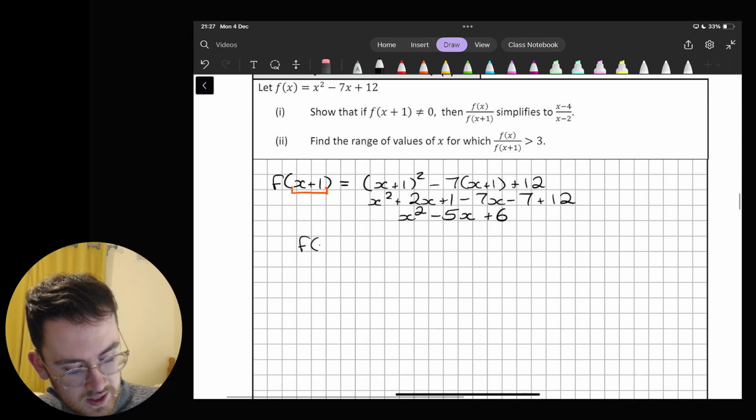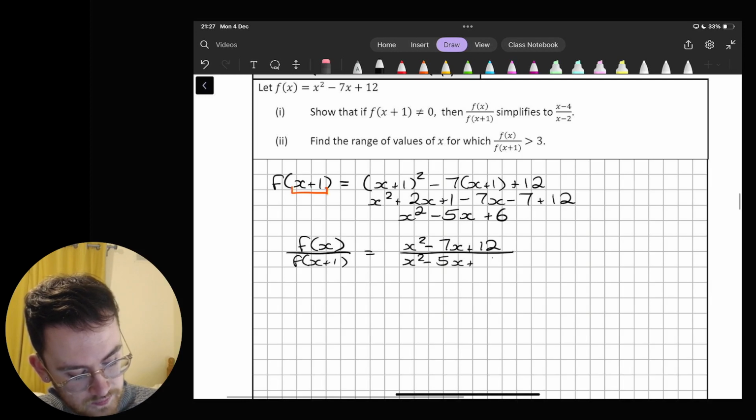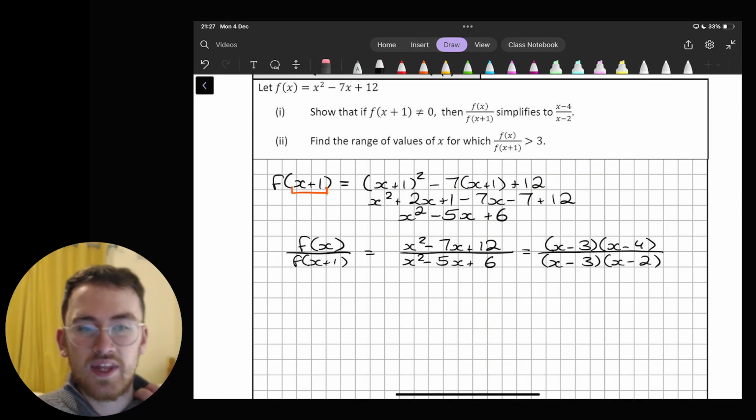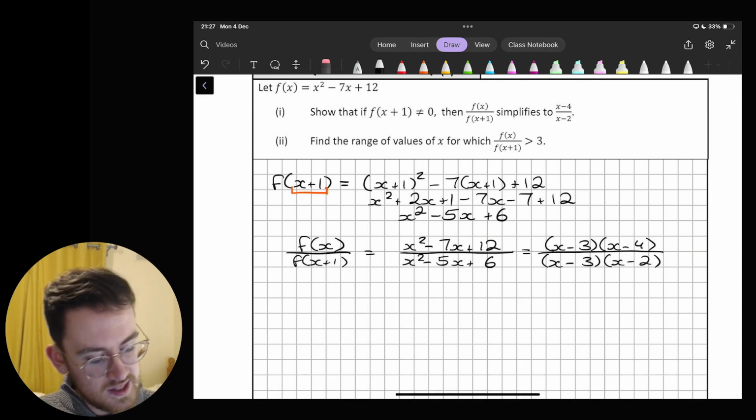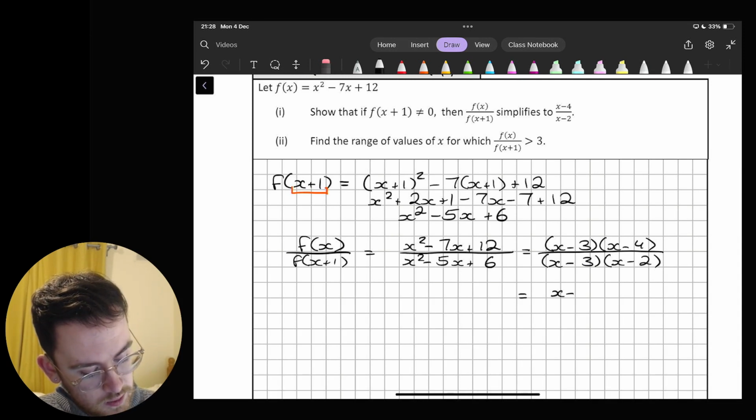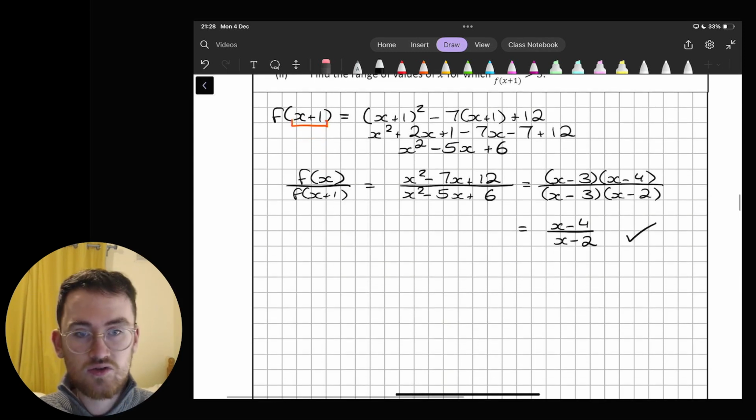Okay, looking then at f of x over f of x plus 1, I'm going to have two quadratics here. So x squared minus 7x plus 12 and x squared minus 5x plus 6. So that gives me x minus 3, x minus 4, and x minus 3, x minus 2. And we can see there, because I have an x minus 3 on the top and the bottom of my fraction, that's going to cancel down to x minus 4 over x minus 2 as required.